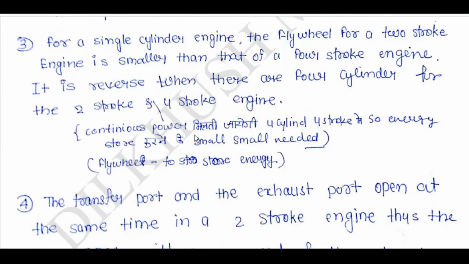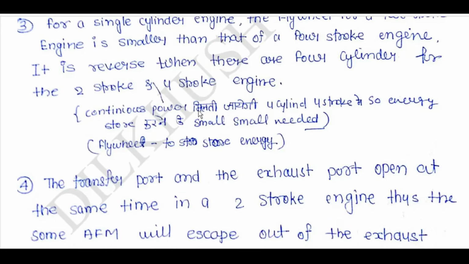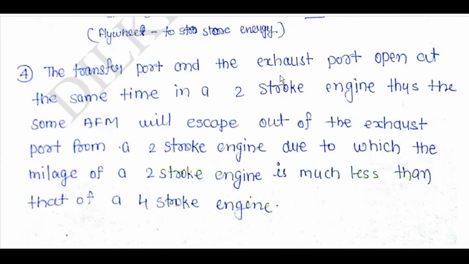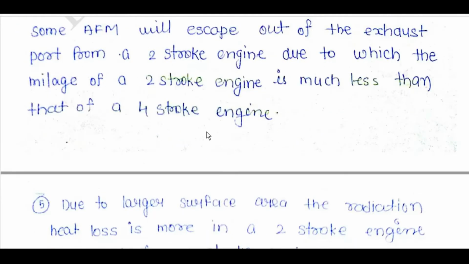For a single cylinder engine, the flywheel for a two-stroke engine is smaller than that of a four-stroke engine. It is reversed when there are four cylinders. Flywheel is used to store energy. The transfer port and exhaust port open at the same time in a two-stroke engine. Thus, some air-fuel mixture will escape out of the exhaust port, due to which the mileage of a two-stroke engine is much less than that of a four-stroke engine.